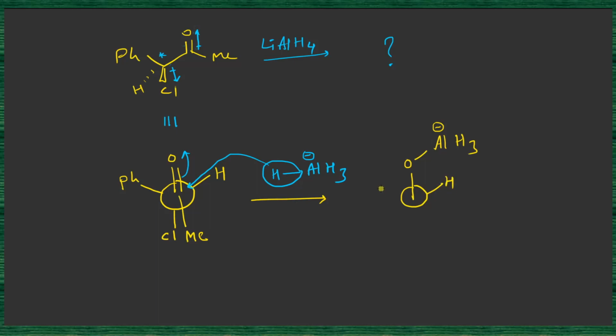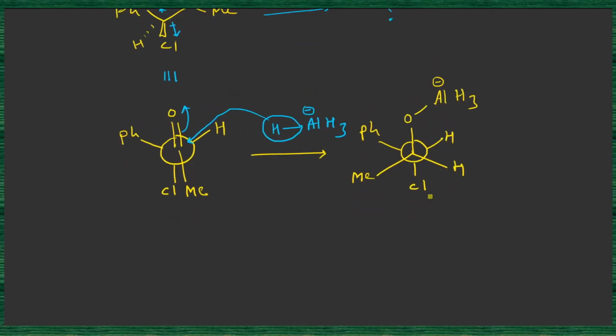The hydrogen will be here, phenyl will be here, hydride is attacking from this side, so hydrogen will be here, methyl will be here, and the chlorine will be here. So after the reaction is complete, we perform the aqueous workup step, since these hydrides will be donated to other carbonyl compounds, and this will give us the corresponding alcohol.